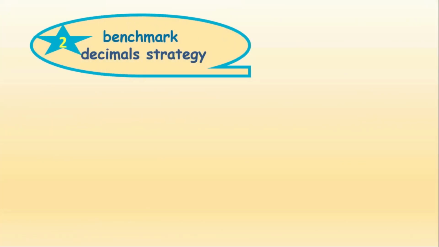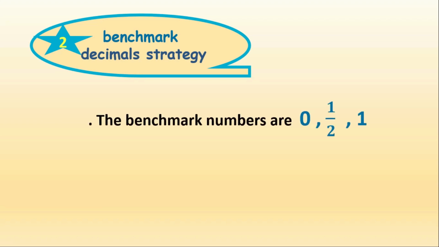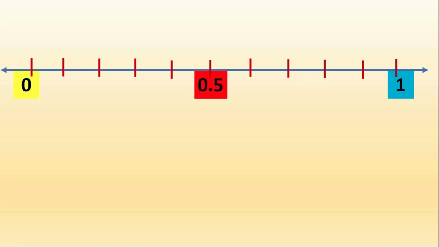Now let's look at another strategy, the benchmark decimals strategy. I like it so much because it's the simplest way to estimate. Why? Because we have only 3 values to estimate: 0, half, and 1. Let's use a number line. After drawing a number line, split it into 10 parts and label the start and end points 0 and 1. Then label the midpoint 0.5. These are the three values that we're going to estimate to using the benchmark strategy.